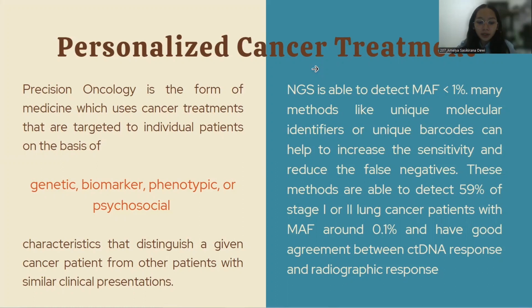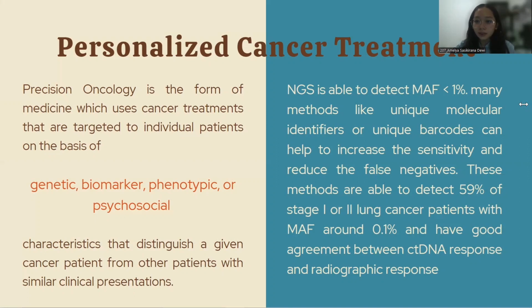Apart from identifying genetic and novel somatic mutations, another use of NGS is to improve rationally designed individualized medicine. To date, many studies have applied NGS for personalized treatment of cancer. This method is targeted to individual patients on the basis of genetic, biomarker, phenotypic, or psychosocial characteristics. It also explains that NGS is able to detect MAF less than 1%.